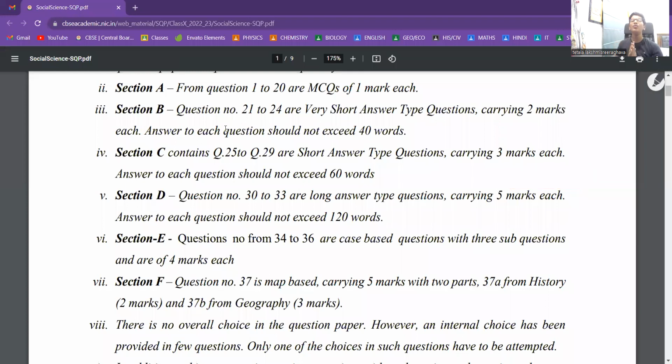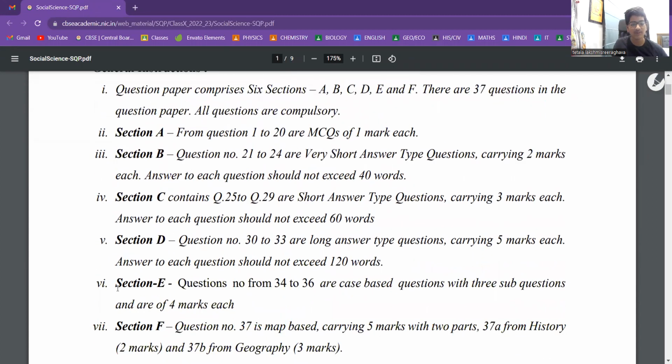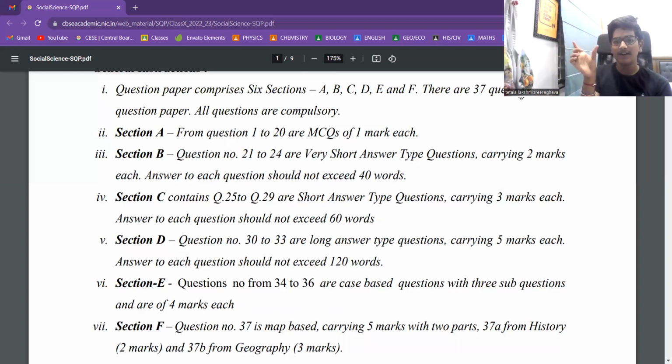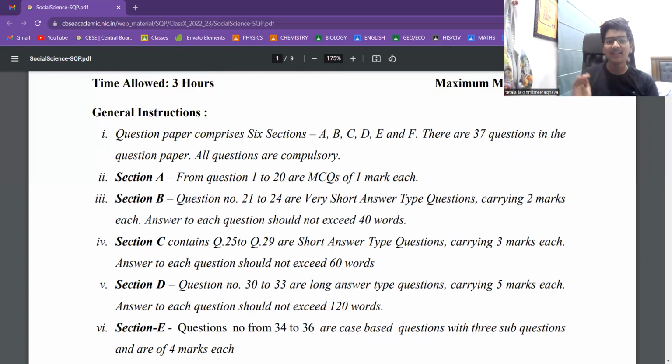Now I'll go about how to present papers at the last, but let me tell you now which section you should attempt first. This time we totally have six sections. You have to divide your 3 hours in this way, or 3 hours 15 minutes. Presently, we didn't get any confirmation regarding whether we'll have 15 minutes of reading time or not. You should be ready for anything.